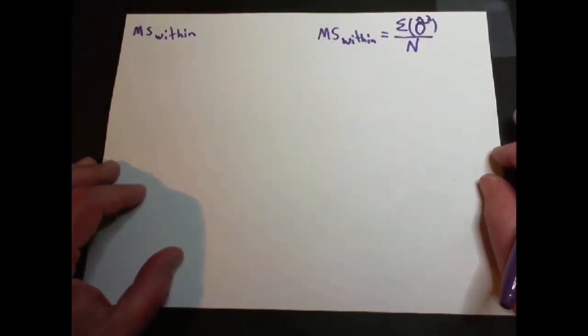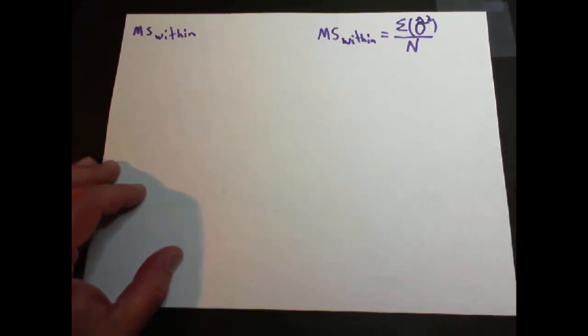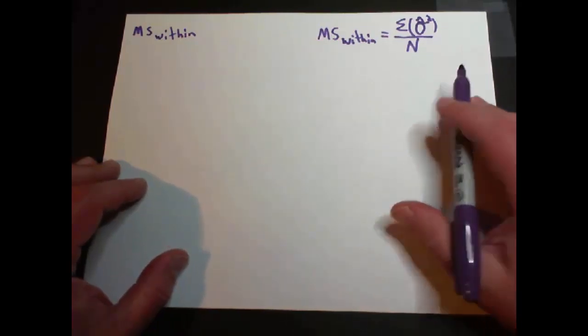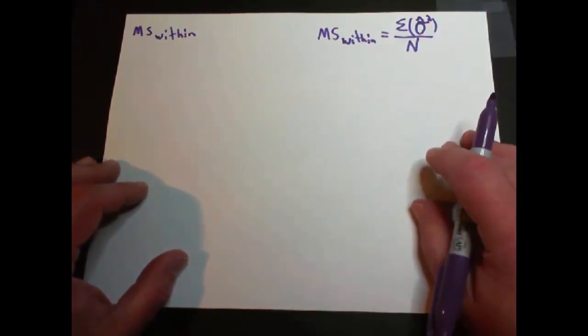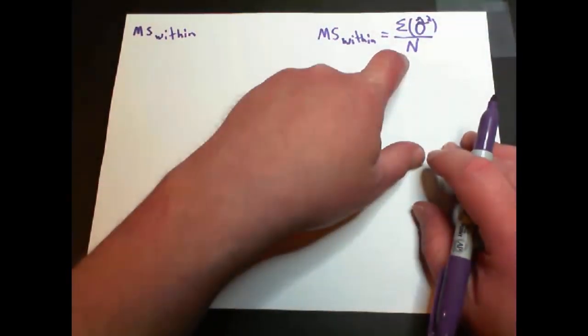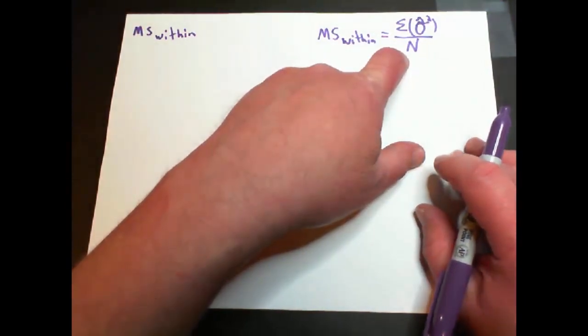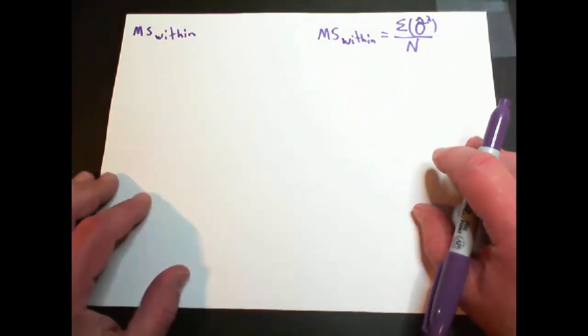Okay, so now we can go ahead and compute our MS within. We can do between first and within. It doesn't matter what order you do them in. We'll do within because it's easier. Remember here, we just need to get the average of those variances that we computed in the previous step, the averages of the variance for the different groups.